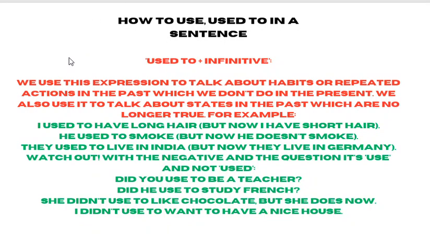Today I plan to talk about the word, verb, "used to". How to use "used to" in a sentence. We use this expression to talk about habits or repeated actions in the past, which we don't do in the present. We also use it to talk about states in the past which are no longer true.